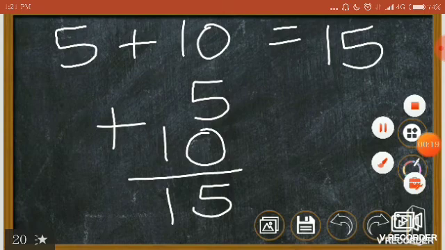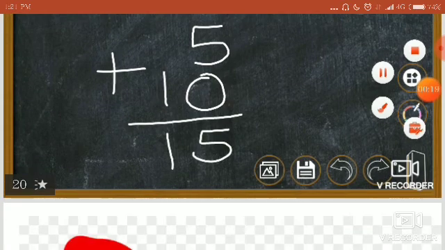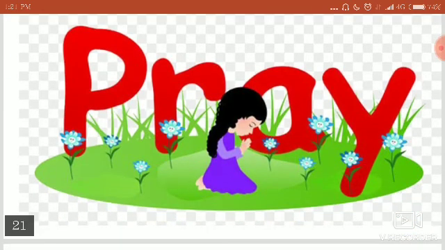Kindly do this homework in your book and post it to the teacher. This is your homework part. Yes, children, this is your homework part. It is in page number 65, G subunit.